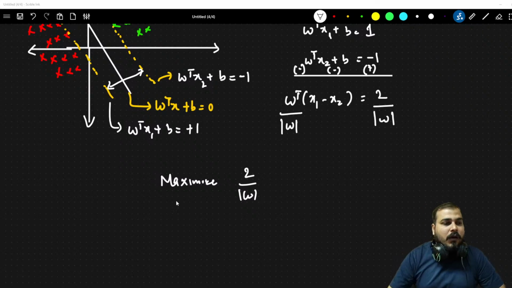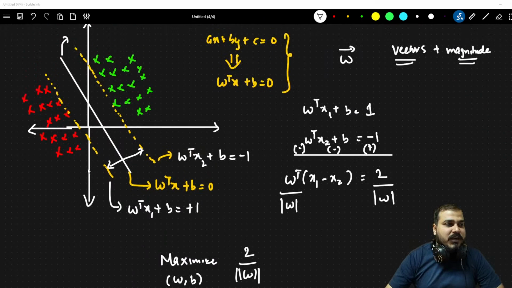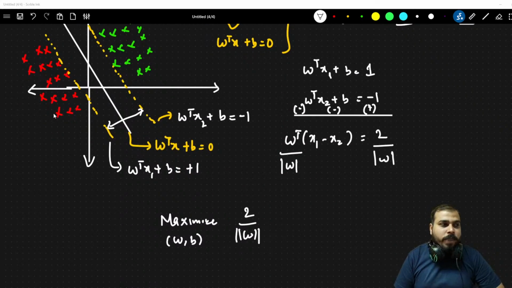What is our aim? Our aim is to maximize this by updating the W, B values. Everybody is clear with this? Yes, I want to maximize this. If I maximize this, that means my marginal plane will become bigger. Okay? My marginal plane will be bigger.